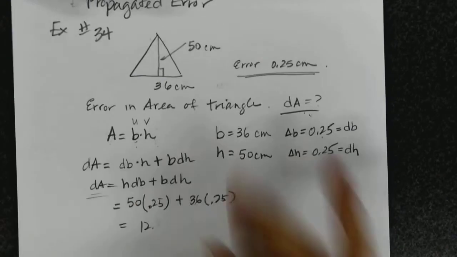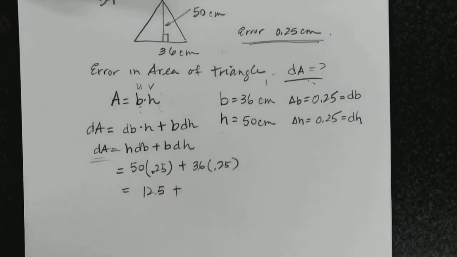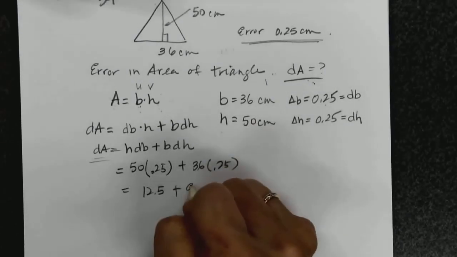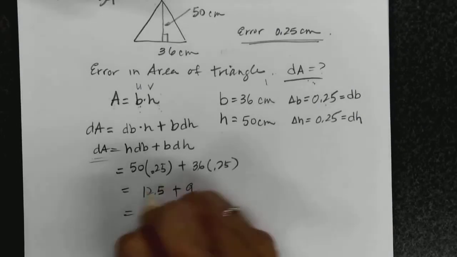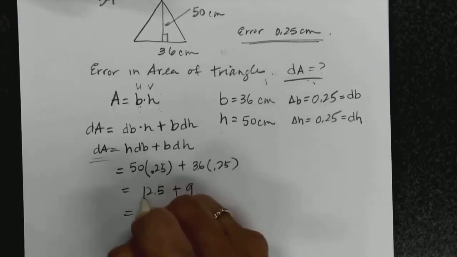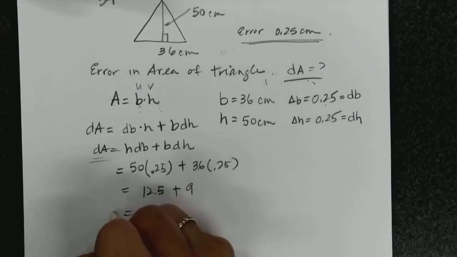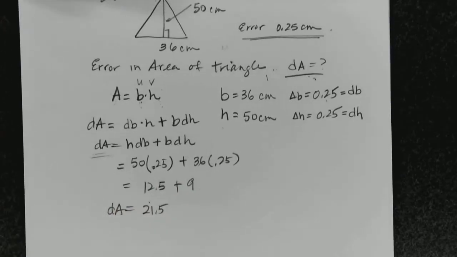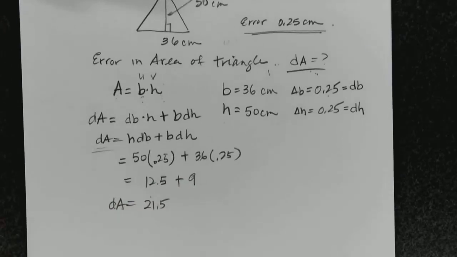I'm going to do it step by step here. 36 times 0.25 is 9. So this will be, what is it? 21.5. So that will be my error. That's what this is saying. That will be my dA. Would it be centimeters squared? Huh? Would it be centimeters squared? Yes, this will be centimeters squared.